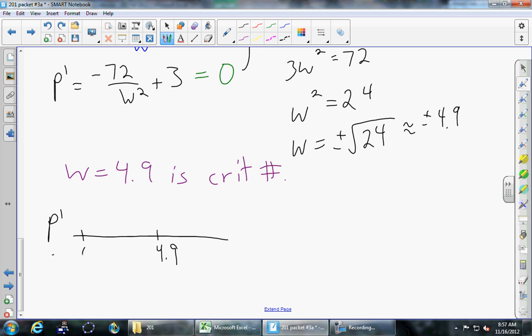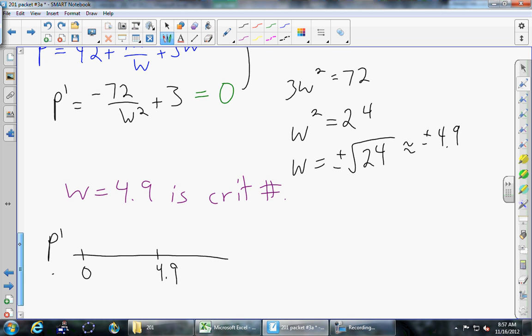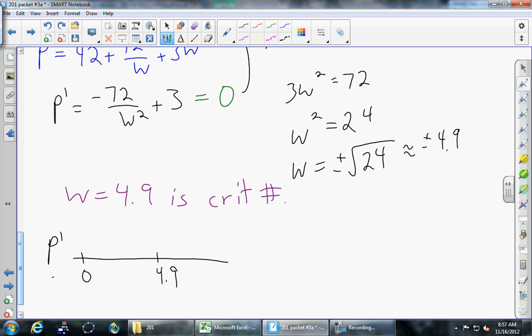I'm also going to put 0 to cap me because of reality. And then we just have to do a sign test on P prime. So if we pick a number in the first interval between 0 and 4.9, 2. So we're doing negative 72 over 2 squared. That's a pretty big negative number. Add 3. What kind of a thing do we still get? That's a negative there.